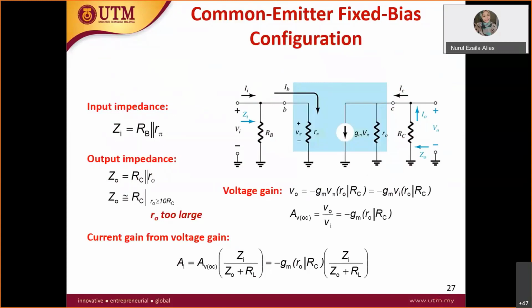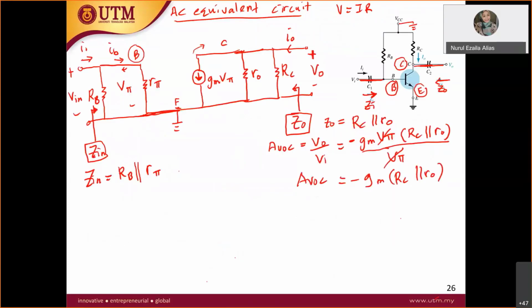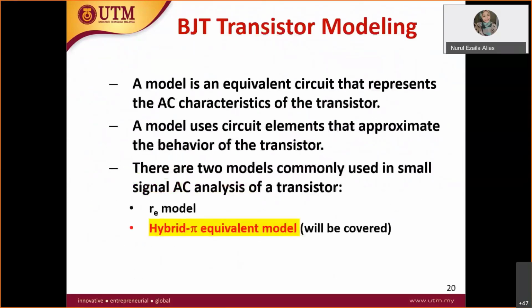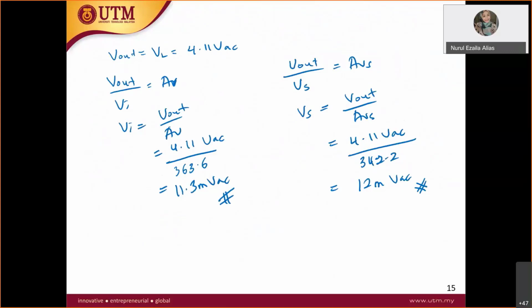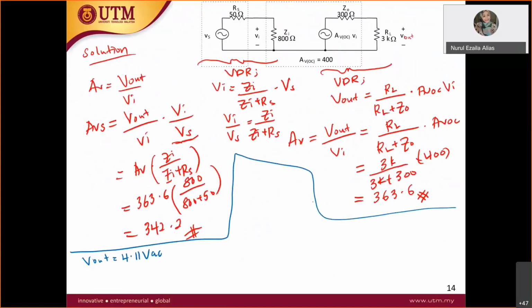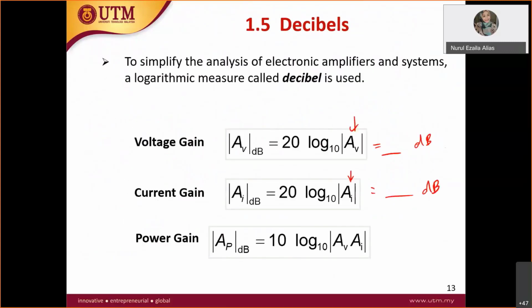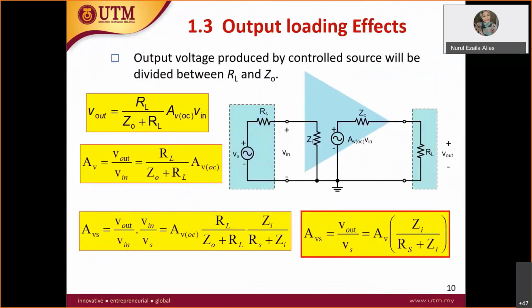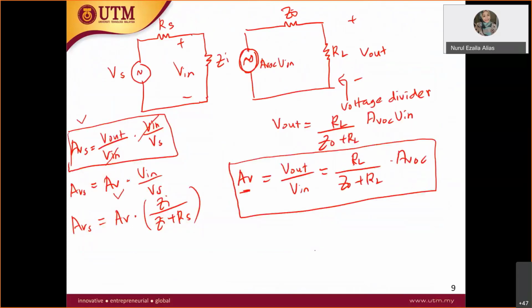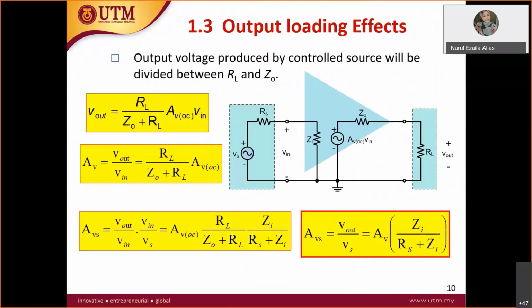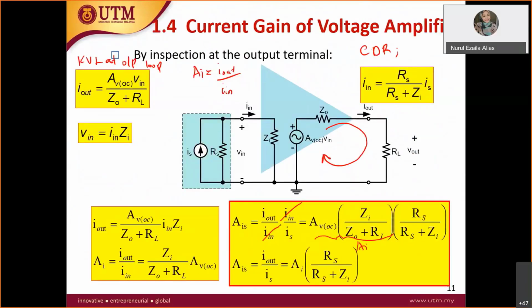It is actually the same as what we have done in here. That's why I put it here so that all of you can recall on your own. So for the current gain, that's how you solve it. You have the current source here, and you have the current gain like this. So this is your current gain.